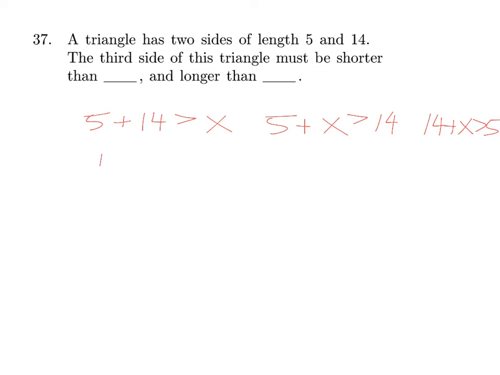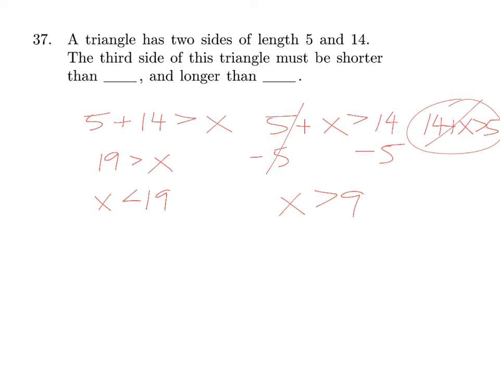So x, let's see here, has to be less than 19. But it has to be greater than 9. From here I get a negative number. I'm not working with that. So the third side of this triangle must be shorter than 19, and it has to be longer than 9. Alrighty, that's all there is to it.